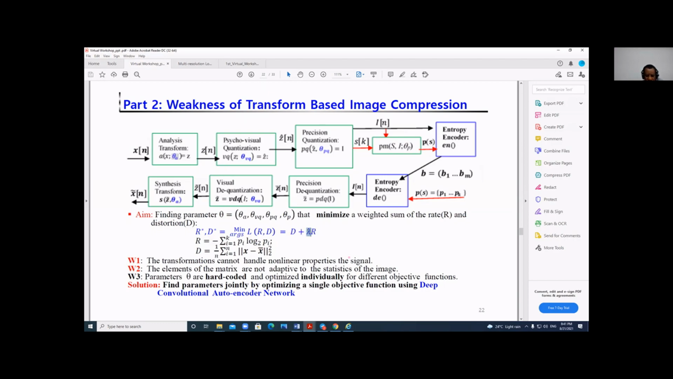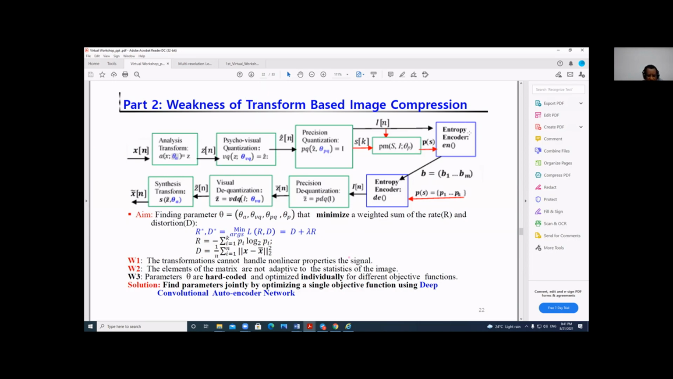Therefore, there should be a constant parameter lambda to give priority as we want. For example, if I want a low bitrate, then I will give this value very high. That means high importance for rate. But if I want to give high importance to quality, then I will give a small value of lambda. Because of these two contradictions, there is a trade-off between rate and distortion.